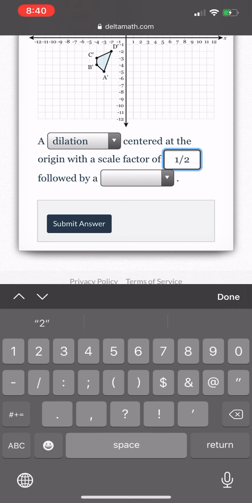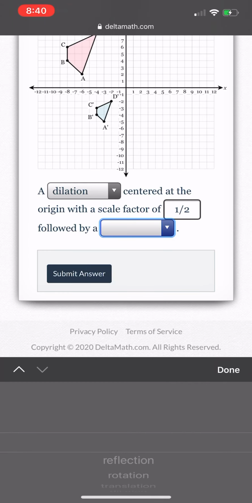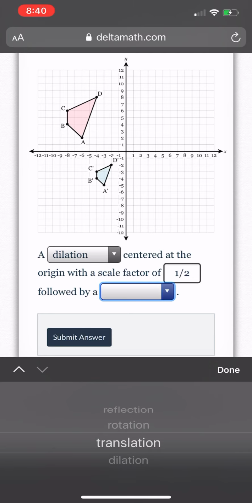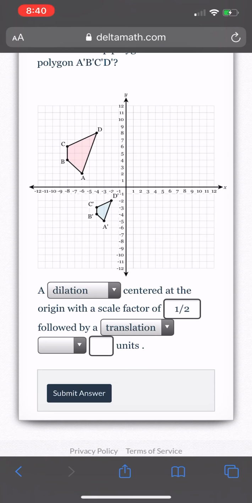So if you forgot, multiplying by 1/2 and dividing by 2 give you the same number. If you don't believe me, take 6 times 1/2 in your calculator and 6 divided by 2. So 6 times 1/2 and then 6 divided by 2. All right, after that, notice that the shape isn't rotating. It's not being reflected. It just gets moved. So there must be a translation.